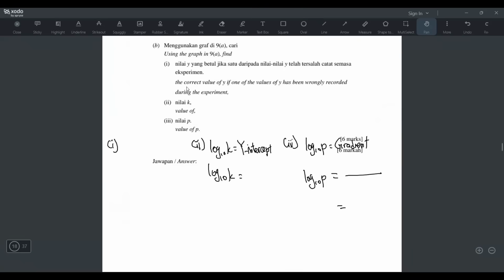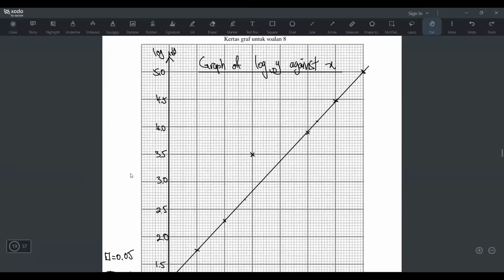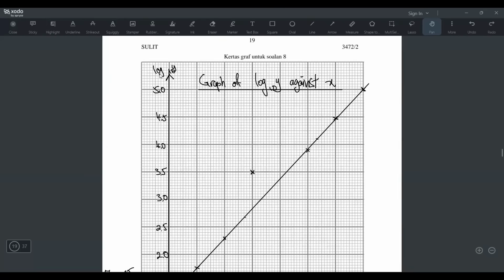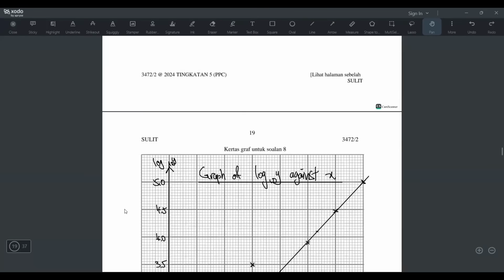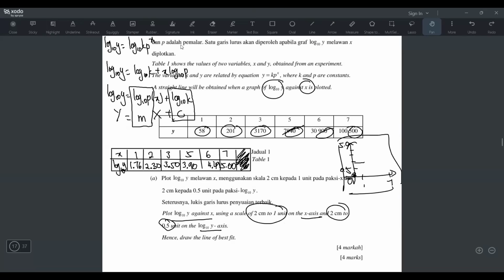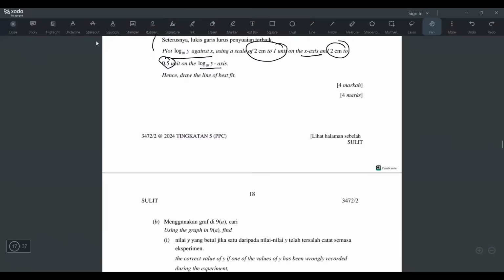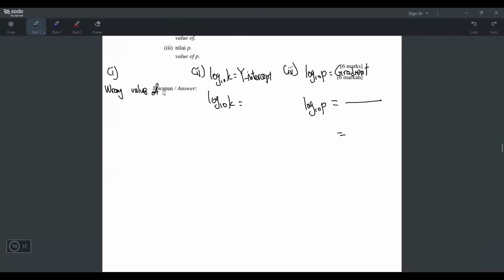B1 says using the graph in 9A, find the correct value of y if one of the values of y has been wrongly recorded. So I have to write down my wrong value, right? What is the wrong value of y? It means I have to look at the y coordinate of this point, which is 3.5. But if you look carefully, the y axis is not y, it's log y. So you have to go back to your old table and go back to this point. But this table gives you log y, so it's actually 3170 that is the wrong value of y.